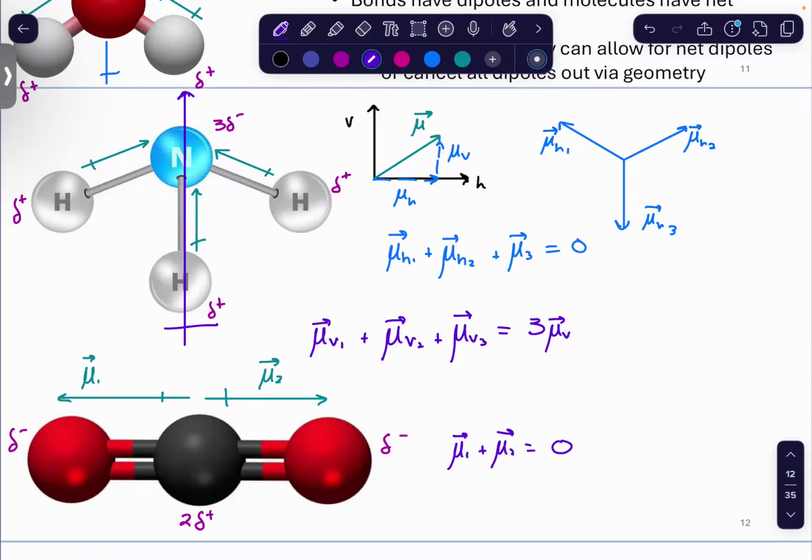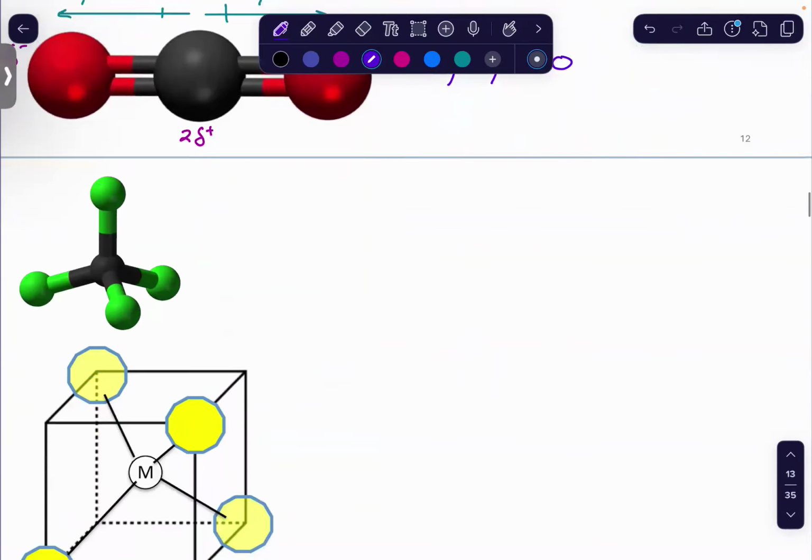So since this molecule has dipoles pointing in a way that completely cancel each other out, this molecule is nonpolar, even though it has polar bonds. Let's look at some others.